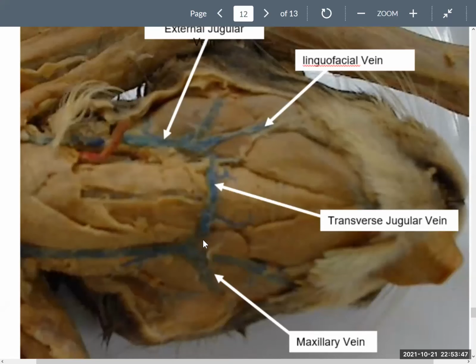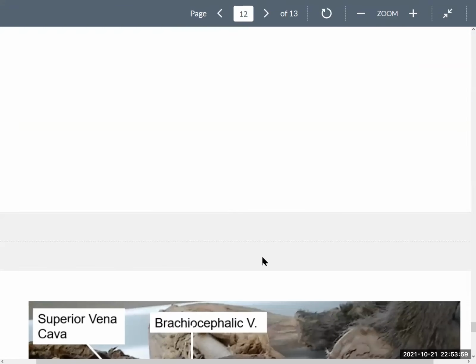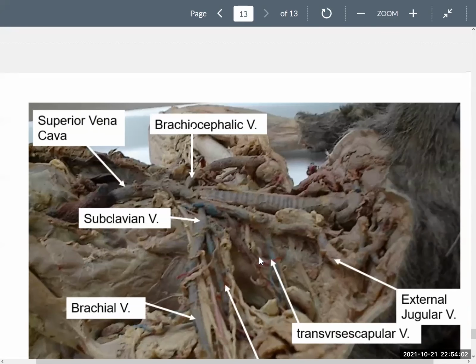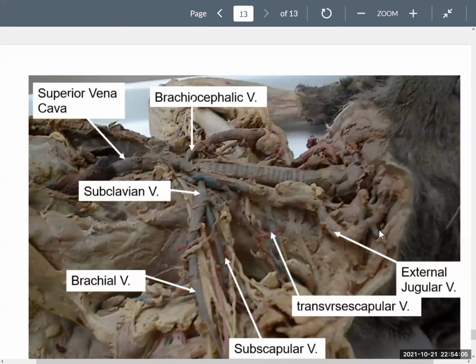Okay, this one is the same, except it's properly labeled: lingual facial here, external jugular, transverse jugular, and maxillary. This person probably needed a little more light on the subject, but once you take a look at it, you can figure it out. Here's the heart. This is the superior vena cava. Coming over this way is a brachiocephalic. There must be a brachiocephalic on the other side too, and it's right here.